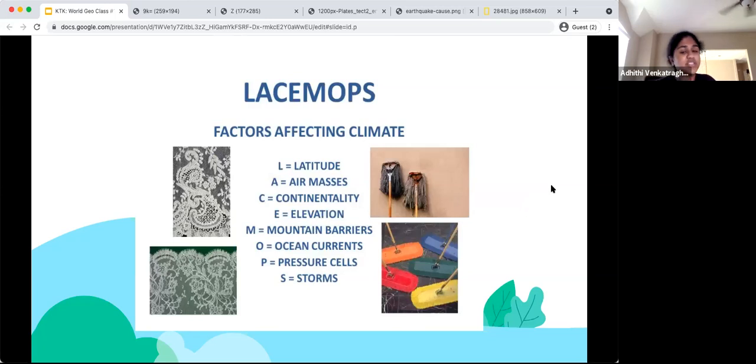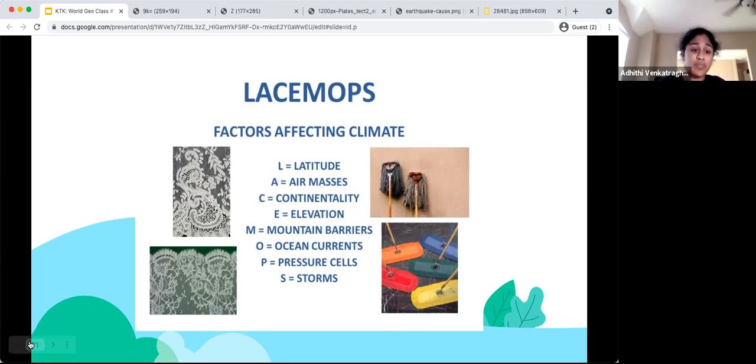Here are some factors affecting climate. In my world geography class, this is exactly what you will need to know about factors affecting climate: LACE MOPS. That is the term we are going to use, the little acronym. So L would be latitude.